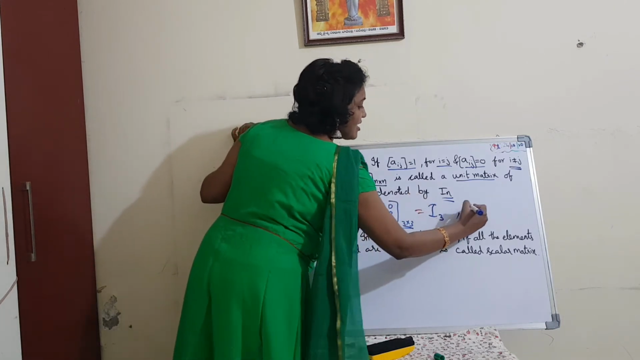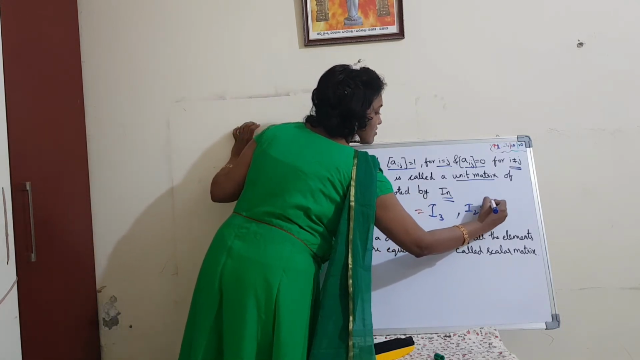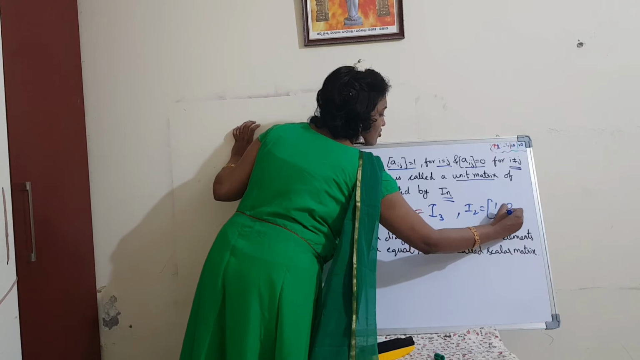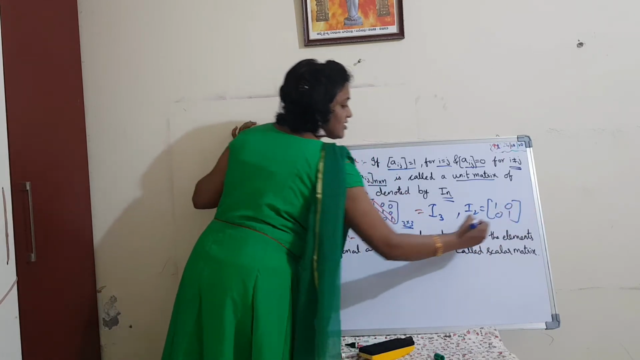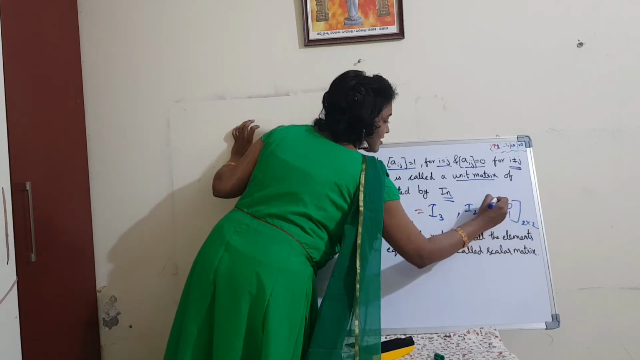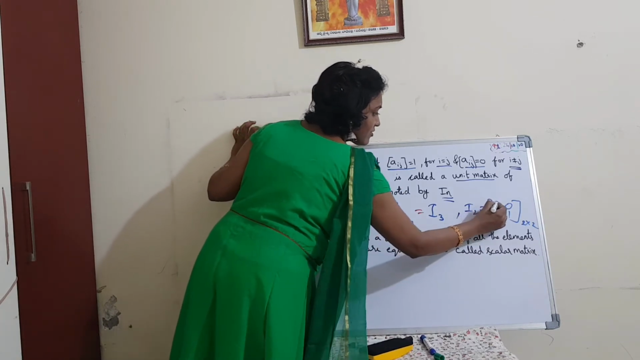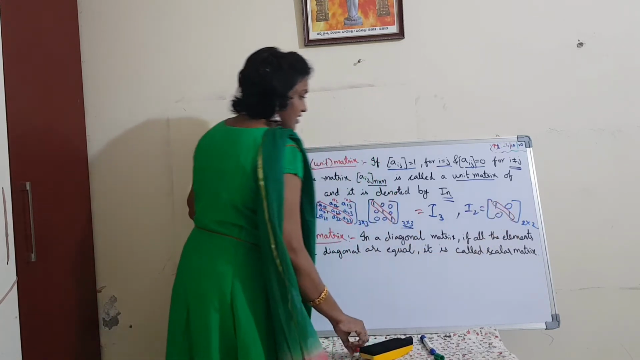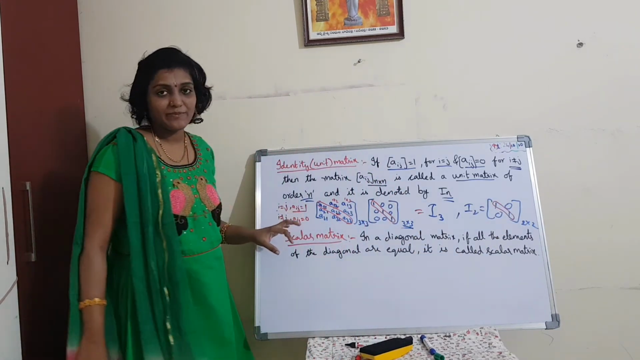I will tell another example. I2. 1, 0, 0, 1. This is a 2 by 2 matrix. The diagonal elements are 1. Next we'll see what is a scalar matrix.